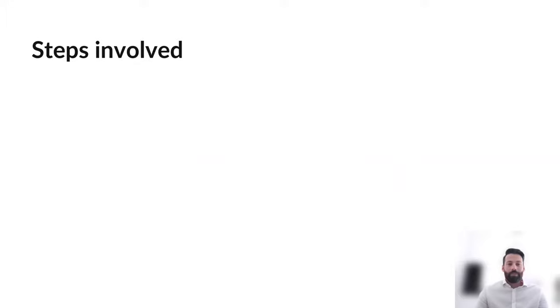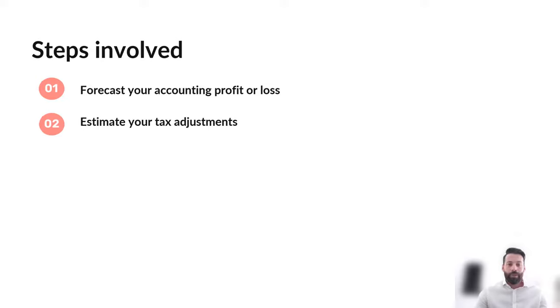So the steps involved, and we've sort of been through this a little bit already, but broadly the steps involved in tax planning are to forecast the accounting profit or loss, because that's always the starting point. Once you know the accounting profit or loss for the year, you can then put through your tax adjustments. Now, tax adjustments could be little things like non-deductible expenses such as entertainment or fines or things along those lines.